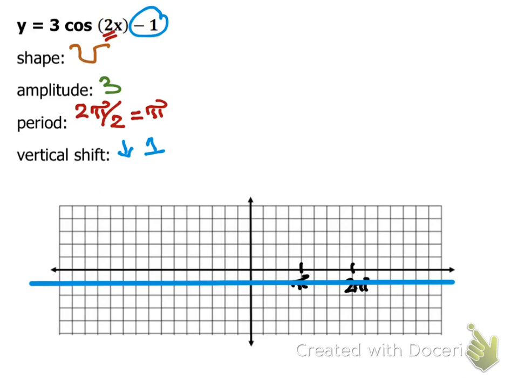Cosine starts at a maximum. My amplitude is 3, so I'm going to go up 3 from my new x-axis. We have another maximum at the end of our period. Halfway between is a minimum, and that minimum is down 3 from my new axis. And then halfway between those are zeros, and again, those zeros are on my new x-axis, not the real one.